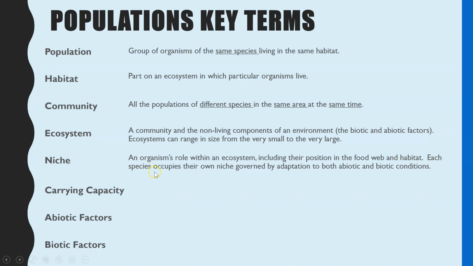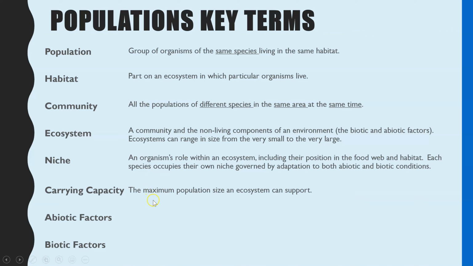And each species, now this second part isn't part of the definition, it is just a fact. Each species occupies their own niche. So no 2 species can share a niche. If 2 species start to try and share a niche, meaning their position in the food web and habitat, then they will go into competition with each other, and one species will get out-competed to make sure only one species can exist in one niche.